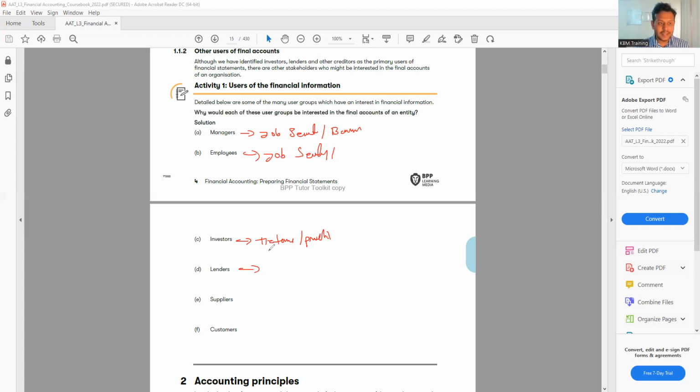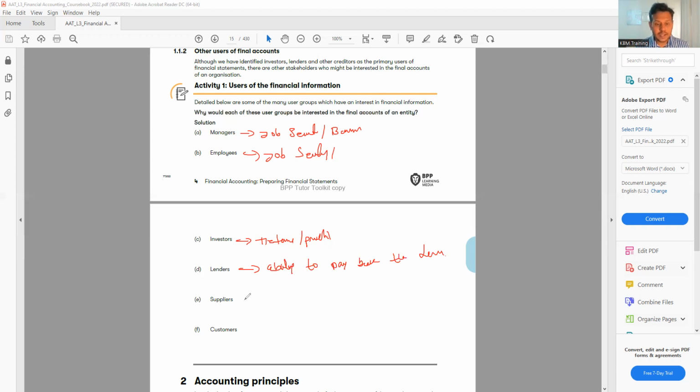Lenders, you already talked about that. Lenders like a bank or other financial institutions want to look at: if I give a loan to this company, will the company be able to pay it back? The ability to pay back the loan. And if there is any liquidity situation the company has, like if the company is not financially okay, they can see from there as well.